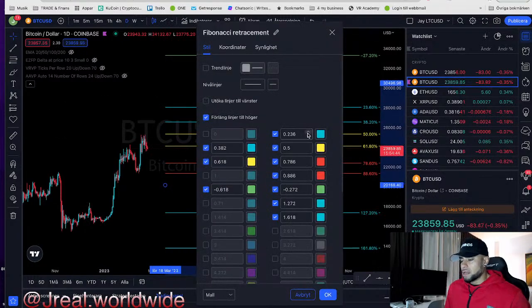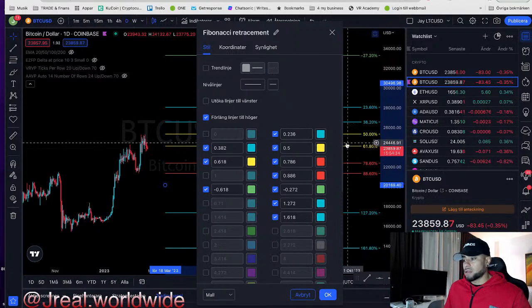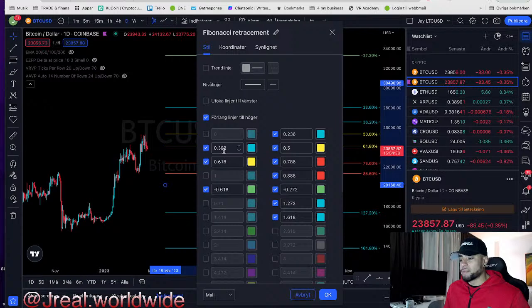So the most commonly used, the most important settings, I would say, levels in Fibonacci is the 23.6. That's the first retracement level that you see in Fibonacci. Then we have the 38.2 Fibonacci retracement, and then it's the 61.8. Now 50, 0.5 that you see here is the 50% Fibonacci retracement.